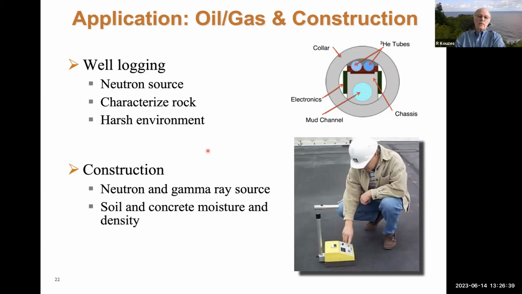Another industrial application is for construction. Shown here on the bottom is what's called a Troxler gauge. It's a small device that has both a gamma ray source and a neutron source, and gamma ray detectors and neutron detectors. And it's used for measuring two properties. One is the density of the material that it's measuring, and the other one is the water content. So this is used for measuring the dryness of concrete or the dryness of soil and the density of the material. So again, these are actually carried around in pickup trucks around the country at construction sites.